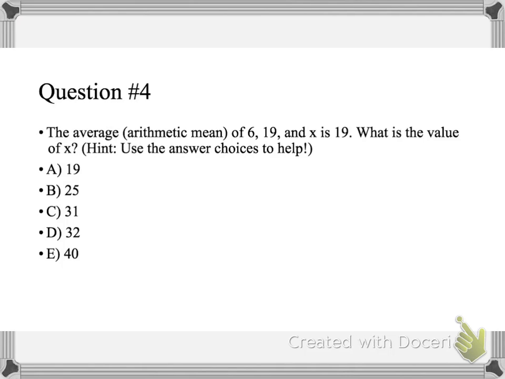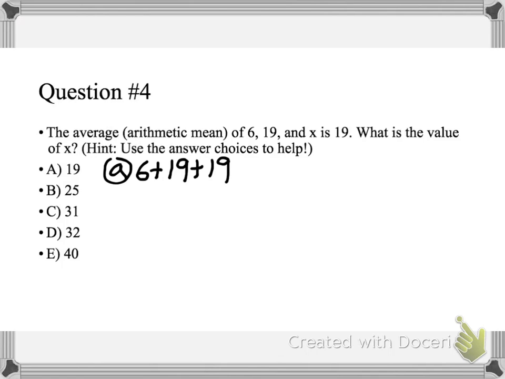All right, for question 4. The average arithmetic mean of 6, 19, and x is 19. What is the value of x? And the hint in here is to use the answer choices to help. So what we could do is test out and see if A gives us a mean of 19. Of the 3 numbers, if we're testing out A, we know one of our numbers is 6, one of our numbers is 19. We don't know the other one, but we're going to test out and see if it's A.